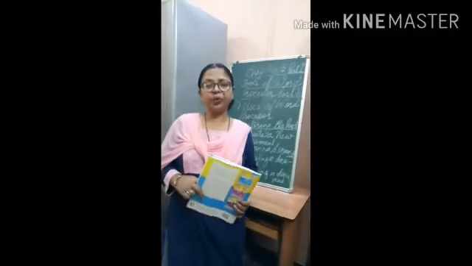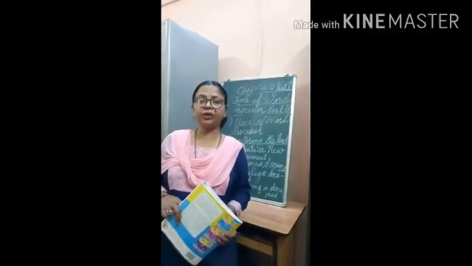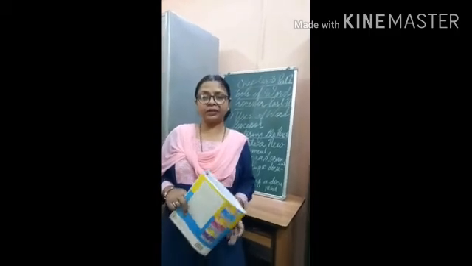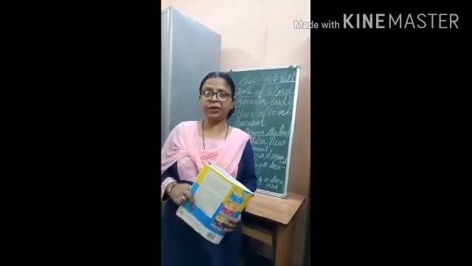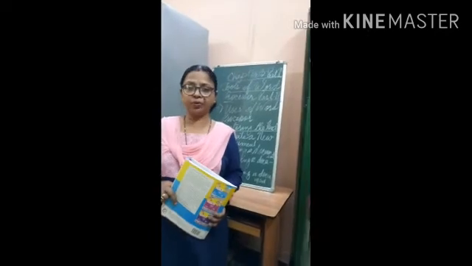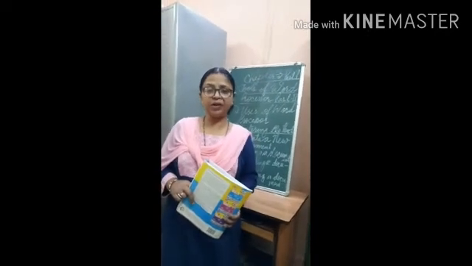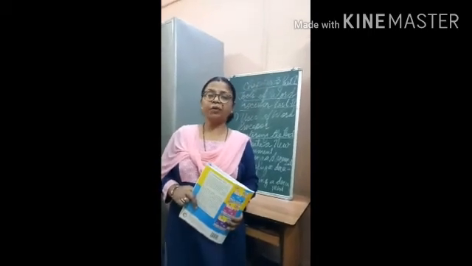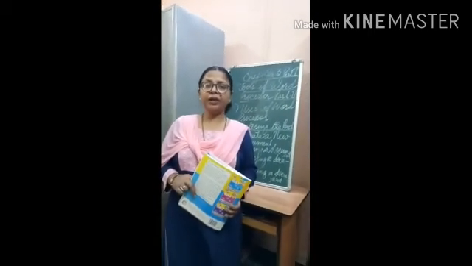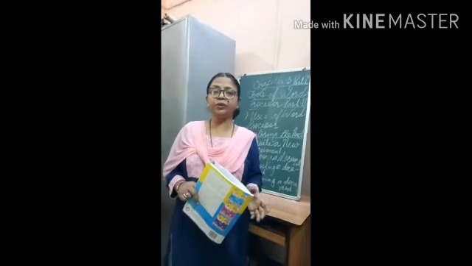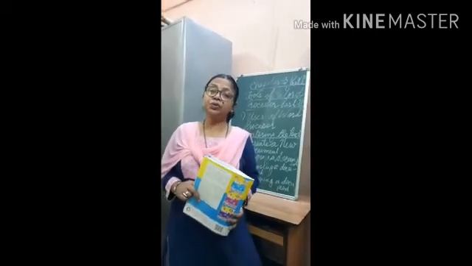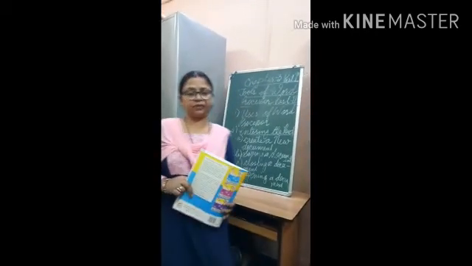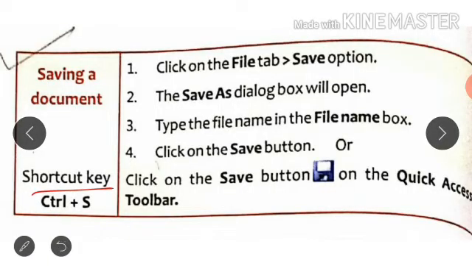Now children, I want to explain to you about saving a document. Once you write a paragraph in MS Word, after that you have to save the document. To save the document, you have to go to the File tab. In the File tab, the Save option is there. Now I shall tell you the different steps to save the document. The shortcut key is Ctrl+S.